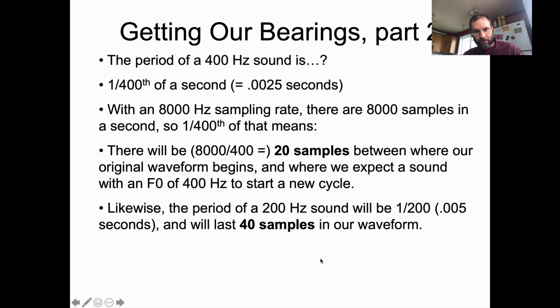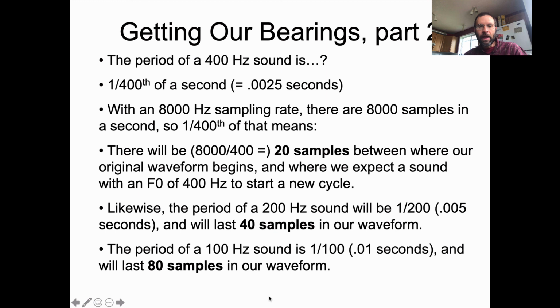Likewise, we're going to check 2 other frequencies. We're also going to check for 200 hertz. So in that case, you'd be dividing 8,000 by 200, and you'd get a period of 40 samples in the waveform. That is equivalent to 0.005 seconds, or 1 over 200 seconds. And lastly, we have a 100 hertz sound. This one's kind of the easiest. Its period will be 1 over 100, or 0.01 seconds. For that one, to figure out how many samples there are in the period, you divide 8,000 by 100, and you get 80 samples in the waveform. That's the gap between where your initial chunk begins and where your comparison chunk is somewhere down the line. Okay, hopefully that makes sense.